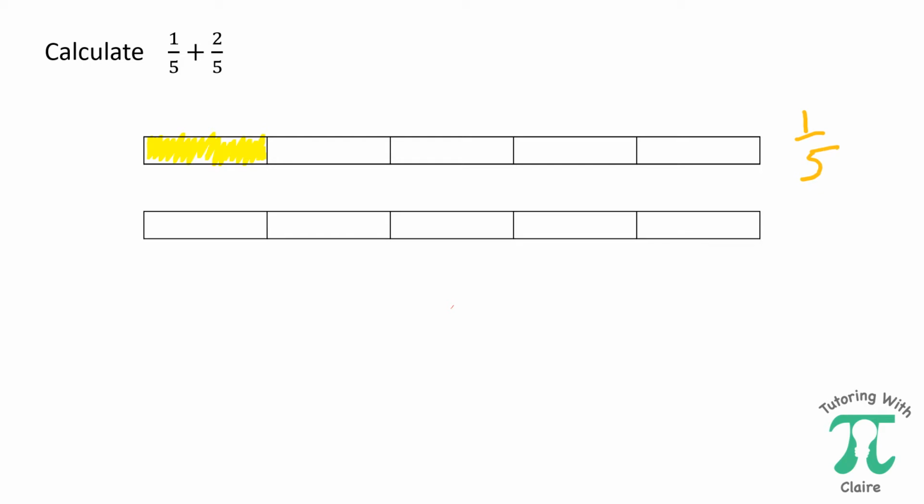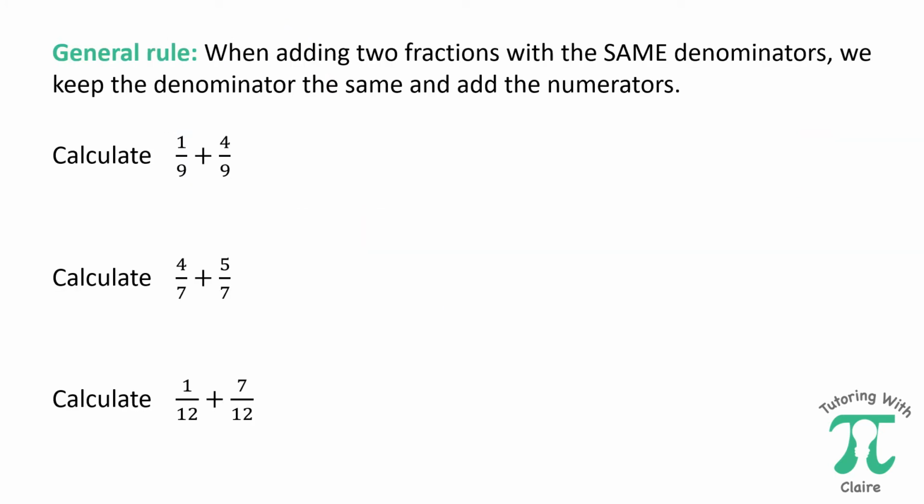Now if we have another bar also split into 5 equal parts, by shading in 2 parts of this bar, that represents 2/5 because we shaded in 2/5 of the bar. So now if we count how many fifths we've shaded in, 3/5. So 1/5 plus 2/5 equals 3/5. As a general rule, when we add two fractions with the same denominator, we keep the denominator the same and add the numerators.